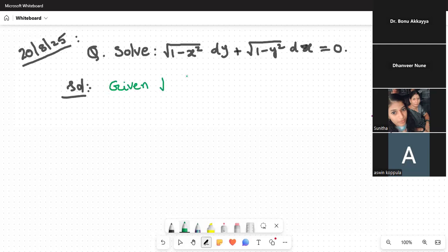Given square root of 1 minus x square dy plus square root of 1 minus y square dx is equal to 0.